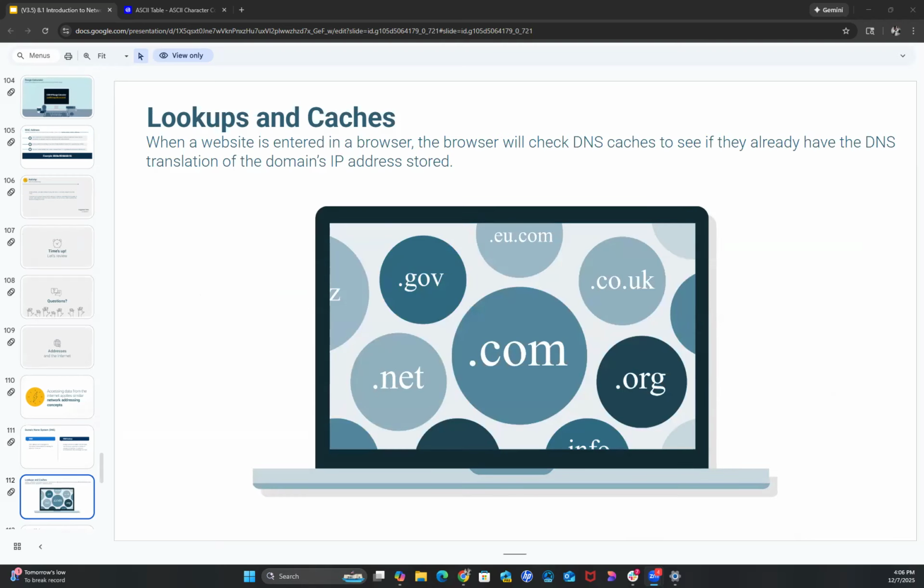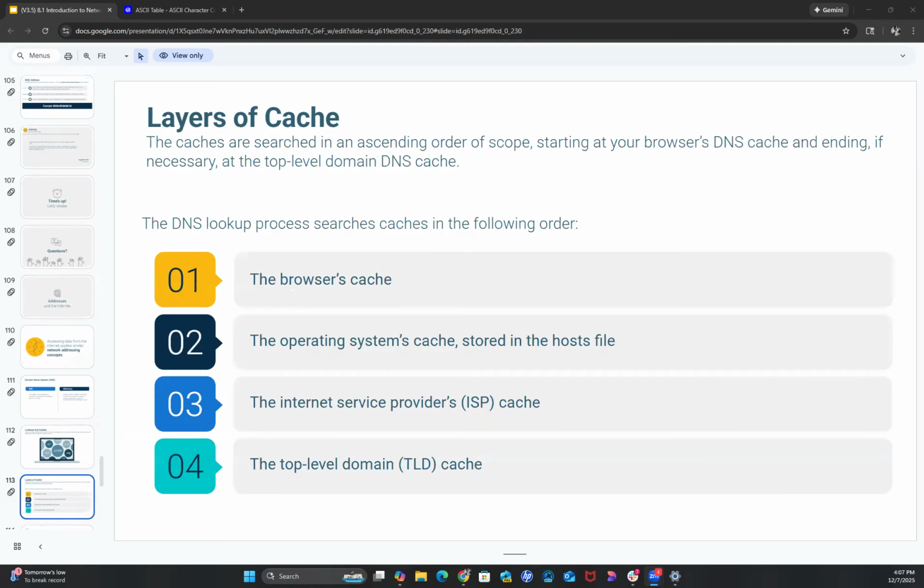So DNS is like the phone book of the internet. When you visit a web page in your browser, it looks up the associated IP address of the domain behind the scenes. This automated process is called a DNS lookup, and the DNS lookup process is made up of several different processes. So when a website is entered in the browser, it checks the DNS cache to see if it already has the DNS translation of the domain's IP address stored.